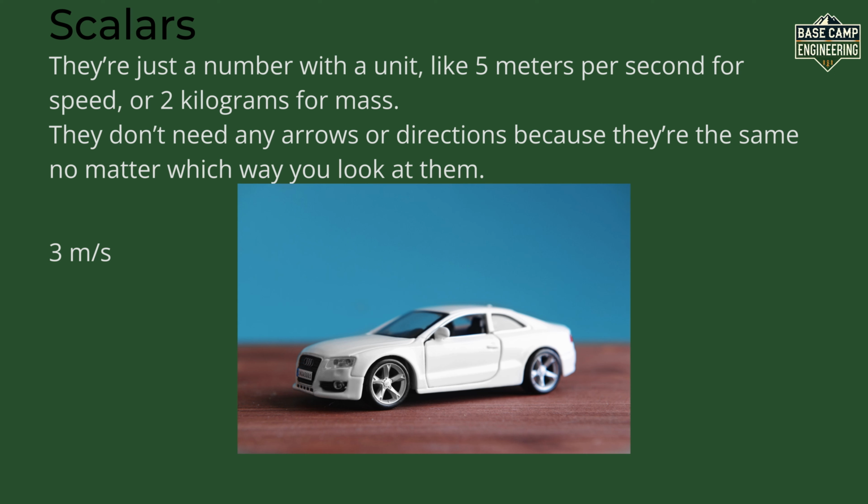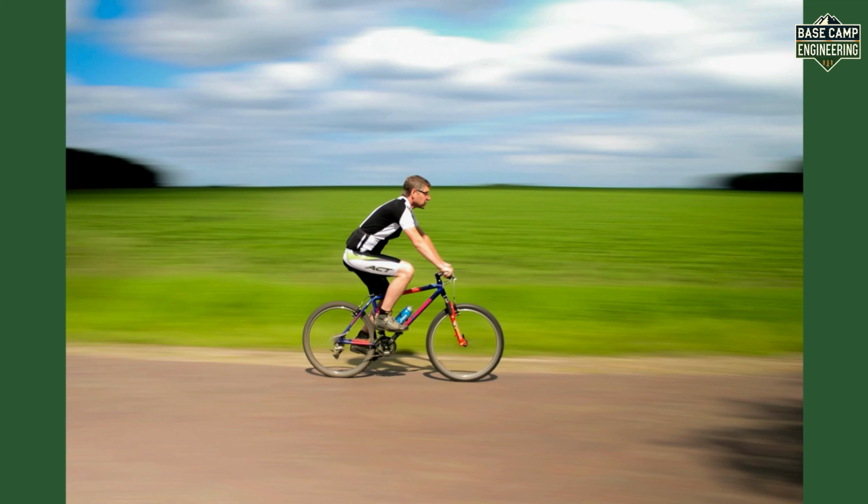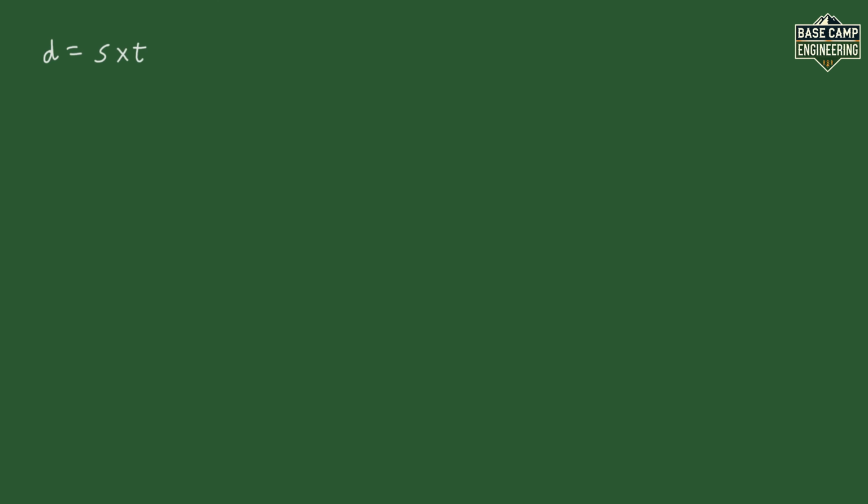Let's try a simple math problem to see scalars in action. Imagine you are riding a bike and you ride for 20 seconds at a speed of 4 meters per second. How far do you go? To find the distance, we use the formula distance is equal to speed multiplied by time. Speed is a scalar and time is a scalar. So distance will be a scalar too. So distance is equal to 80 meters. That means you rode 80 meters. Easy, right?